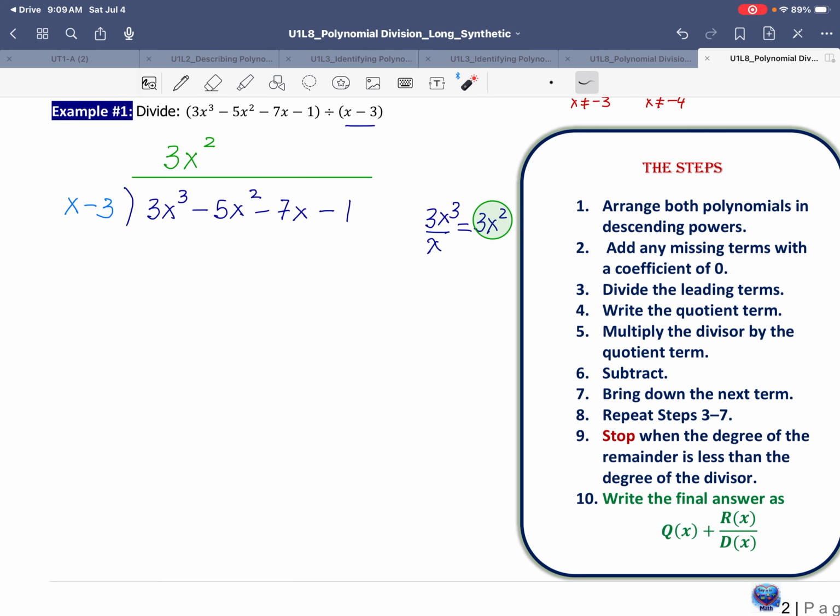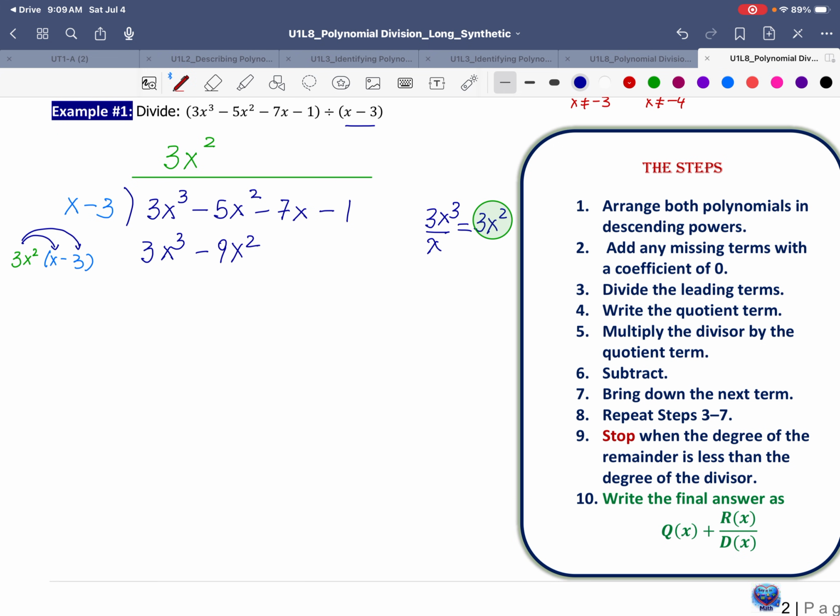Next, we are multiplying 3x squared with the divisor. So let's check and see what it looks like. So we have 3x squared multiplied by x minus 3. And we'll write the expanded form of it right underneath our polynomial. So remember that we have 3x squared times x, 3x cubed. And then 3x squared times negative 3, negative 9x squared.